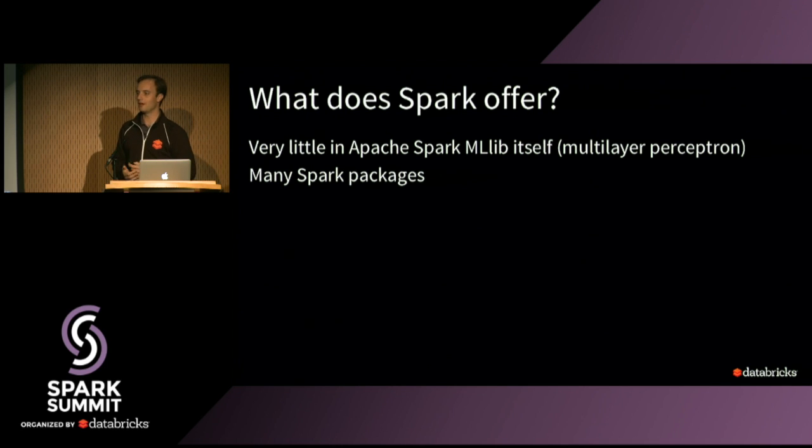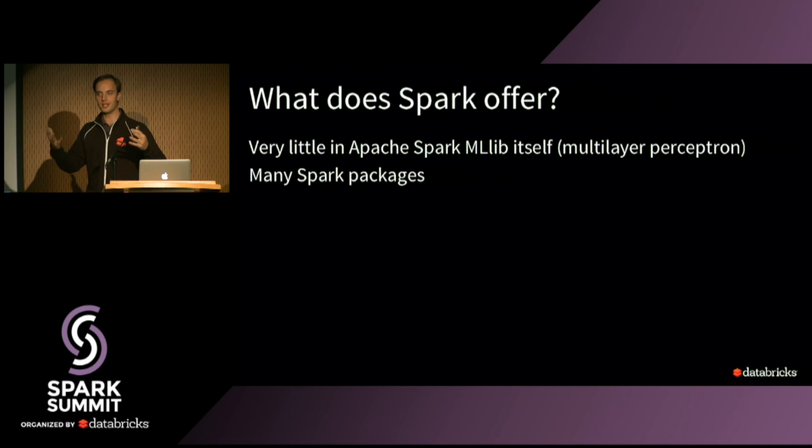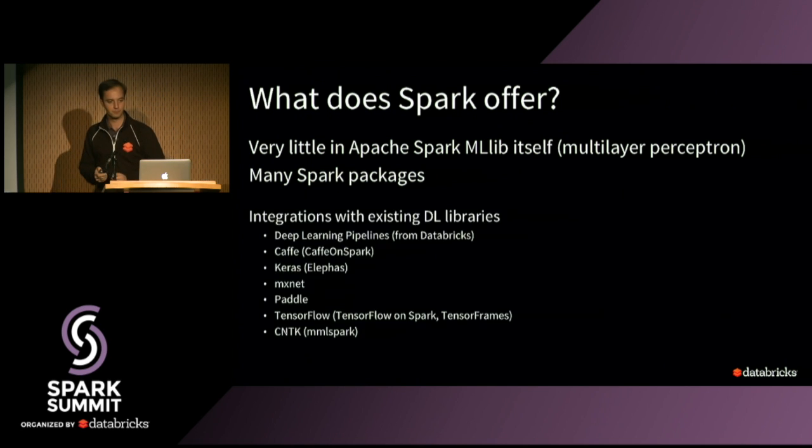So if you look at what Spark offers in this context, there is actually very little inside Spark itself. For all the configurations and all the kinds of networks that you can describe, the only one that you have is the multi-layer perceptron, which is fairly limited. And nowadays you have much better architectures that are being used, which are not available in Spark. So this is why you have a lot of Spark packages that try to add this deep learning capability to Spark. So essentially it falls into two categories.